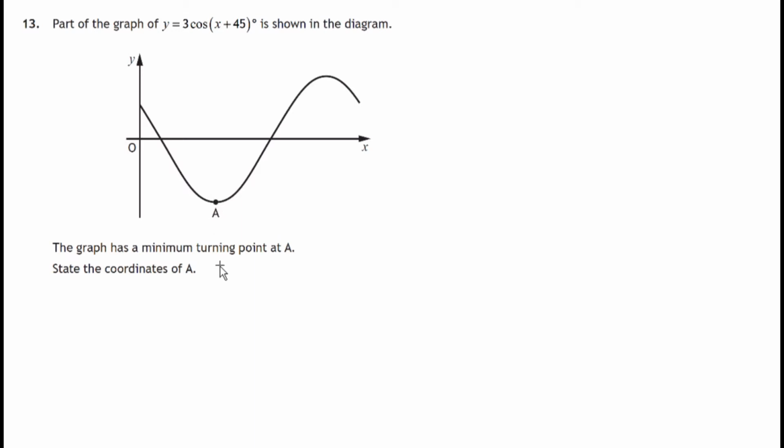So first off, let's look at an interactive diagram showing this type of graph and see what happens when we vary the value at the front and vary this added 45. We'll get a feel for what these numbers do to a cosine graph. So here's an interactive diagram.